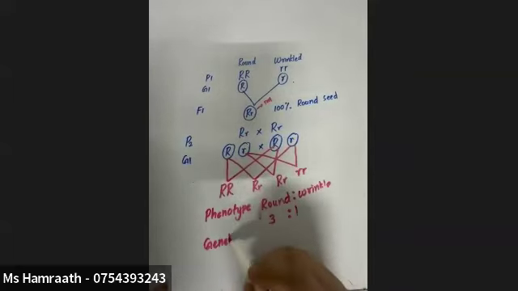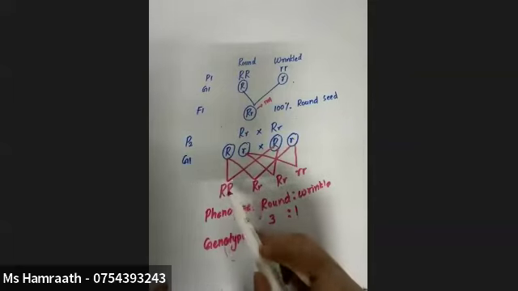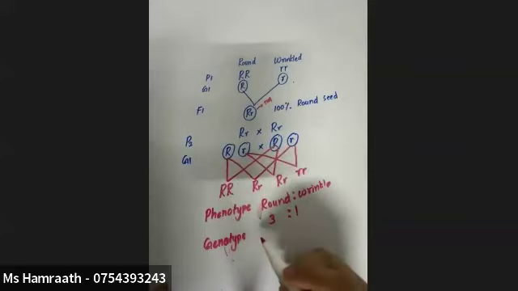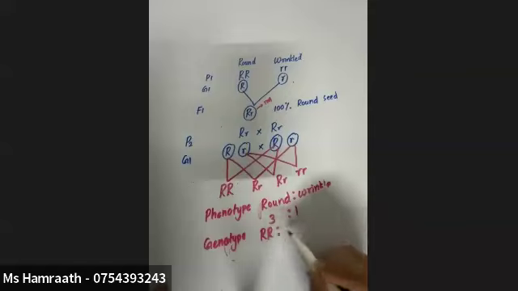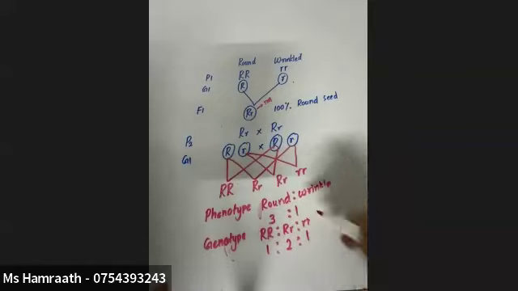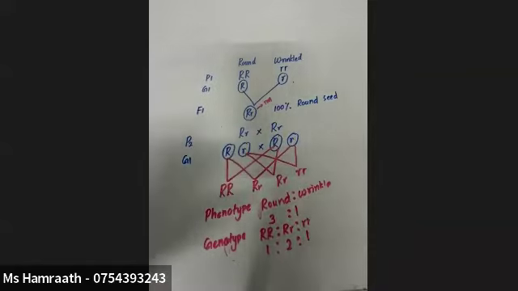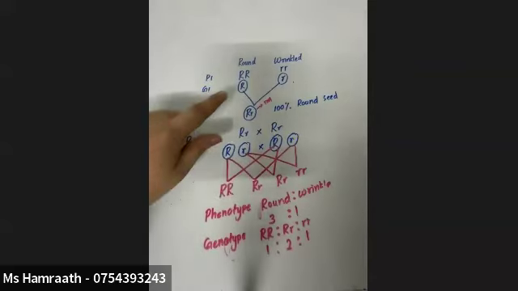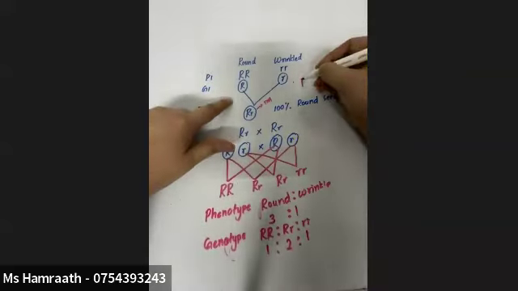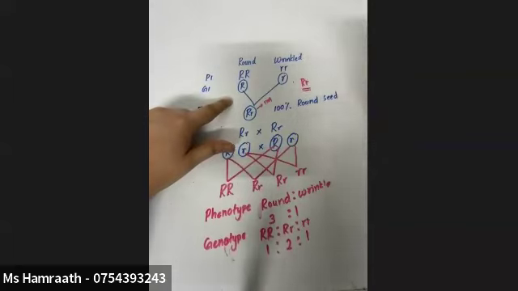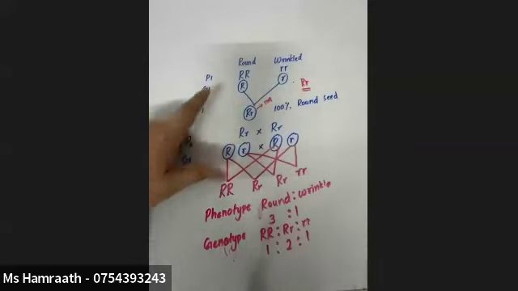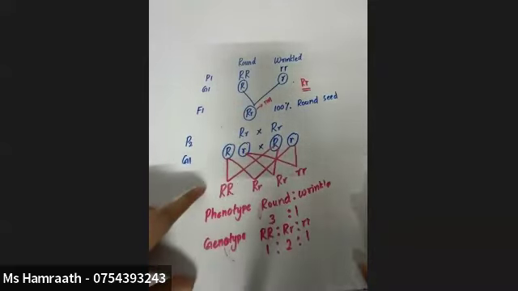Now, what is the genotype? What is the gene expression in generation 2? Genotype means we will have capital R capital R one time, capital R simple R, and then simple R simple R. 1:2:1. If you have done this, fully correct. If they ask you to write the genotype for generation 1, this is the genotype. That's it. They will not ask for generation 1. They will always ask for generation 2 because you have varieties here.